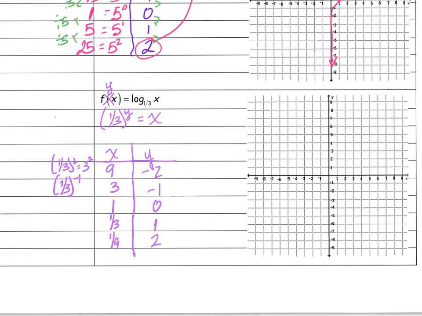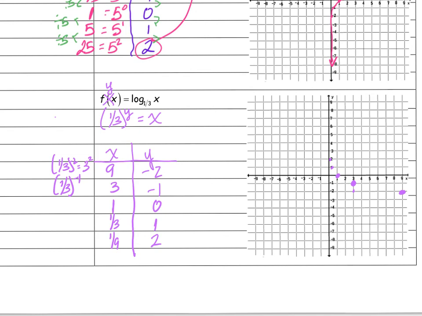So we're going to graph it. So I've got 9, x is 9, 2. And I've got 3, oh, not 2. You guys caught me. Okay, 9, -2. There we go. And we've got 3, -1. And 1, 0. And 1/3, 1. And 1/9, 2.